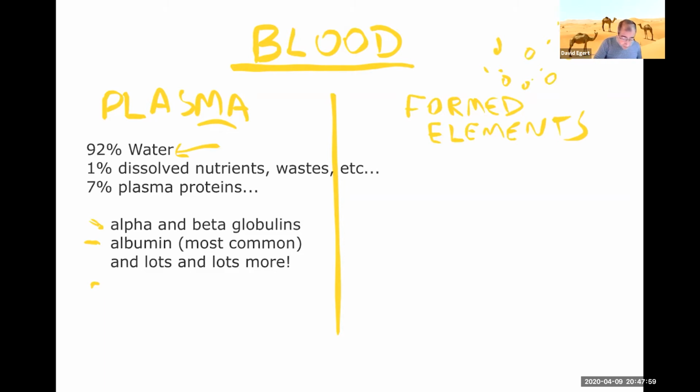So this is to help carry things that are hydrophobic, or lipophilic, things that don't dissolve. Also, it's going to deal with osmotic pressure.